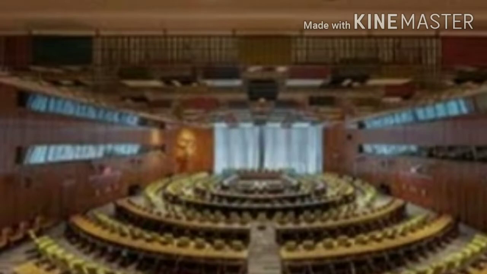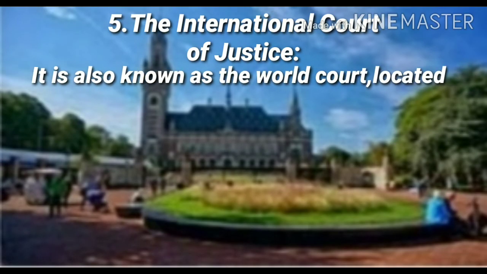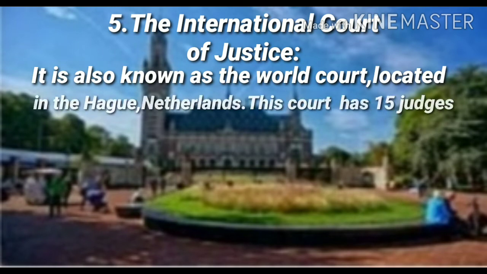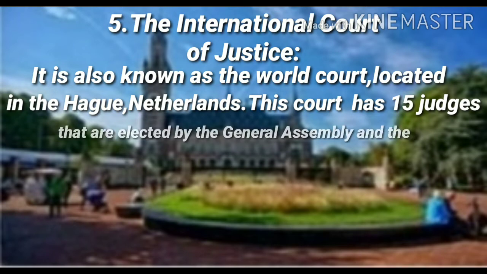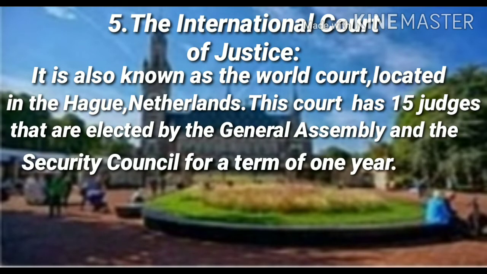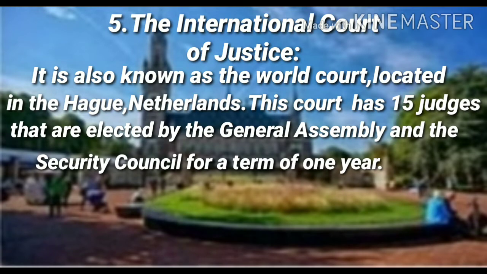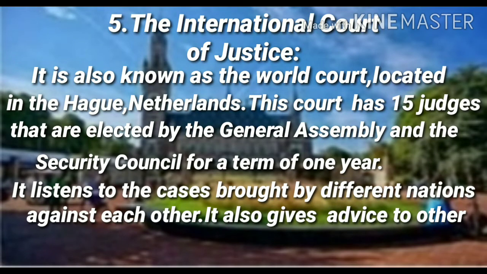The 5th organ that we have is the International Court of Justice. It is also known as the World Court, located in The Hague, Netherlands. This court has 15 judges elected by the General Assembly and the Security Council for a term of 1 year. It listens to the cases brought by different nations against each other. It also gives advice to the other organs of the UNO.